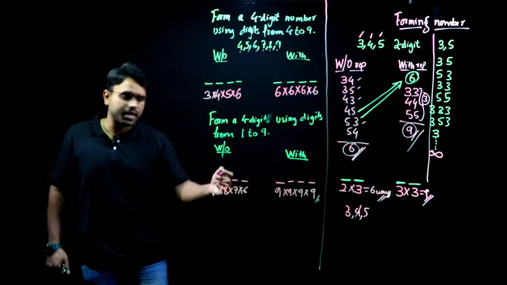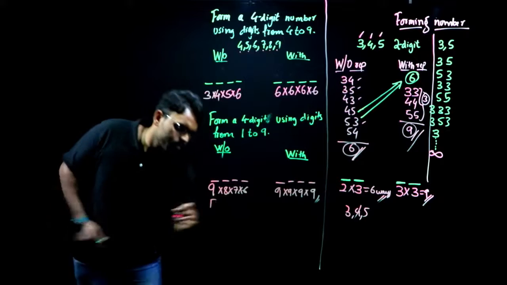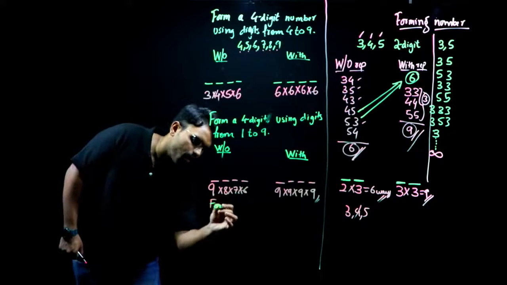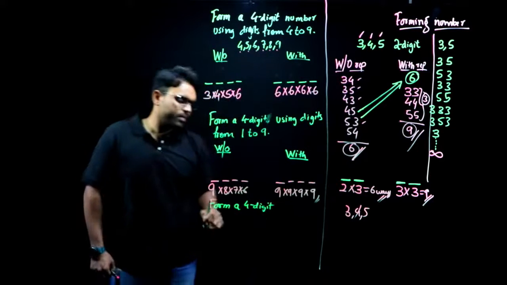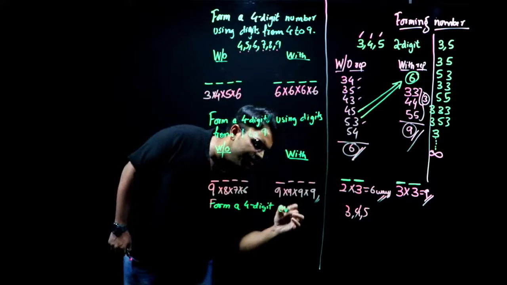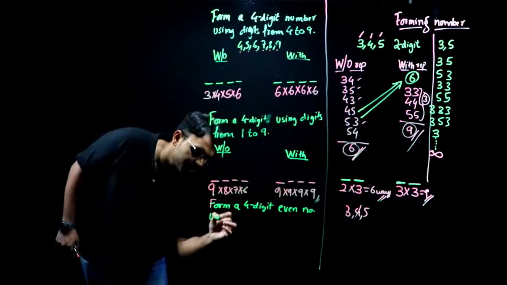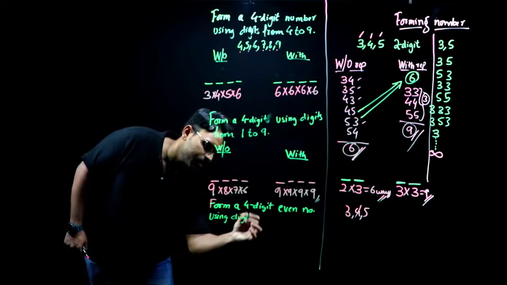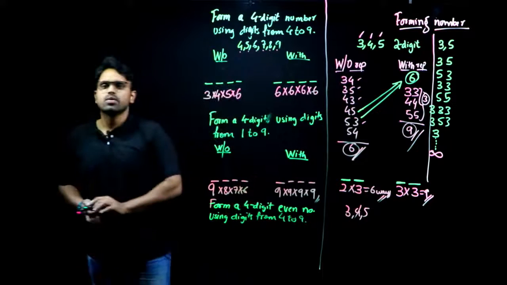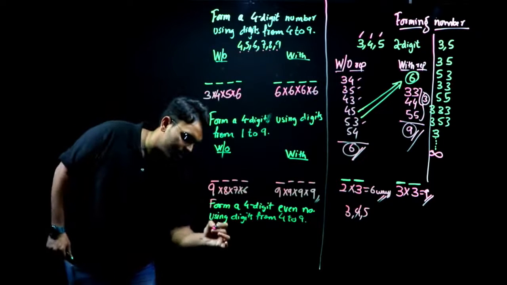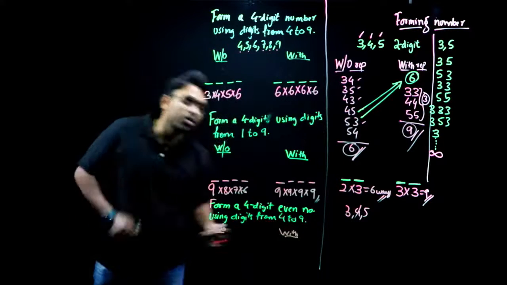Now, let's move a step ahead again. This time I'll tell you to form a 4-digit even number using digits from 4 to 9. The conditions will remain the same. One is without repetition, the one with repetition.